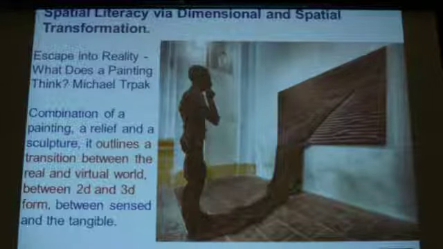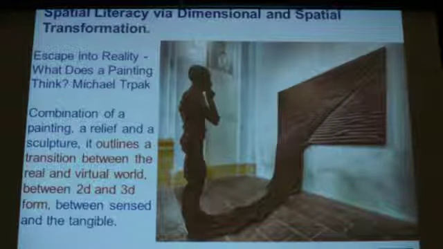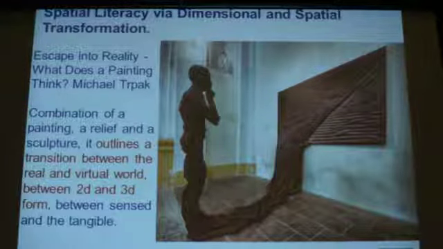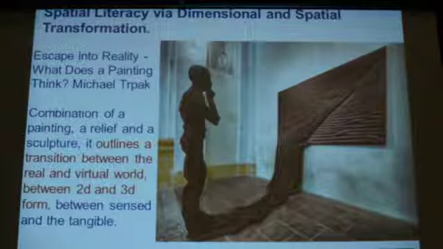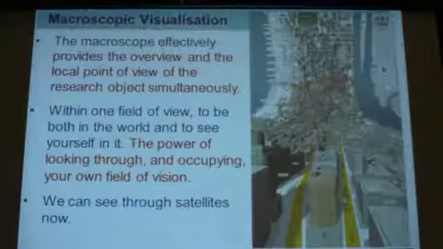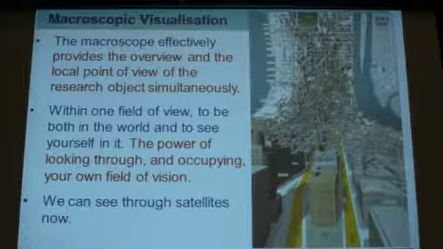So just to finish up, I'm really interested in this idea of spatial literacy and doing these dimensional and spatial transformations. This is an example of a painting where the painting itself is contemplating itself. It's a combination of a painting, a relief, and a sculpture, and it's the spatial transformations within a work of art. And we've got this sort of stuff.